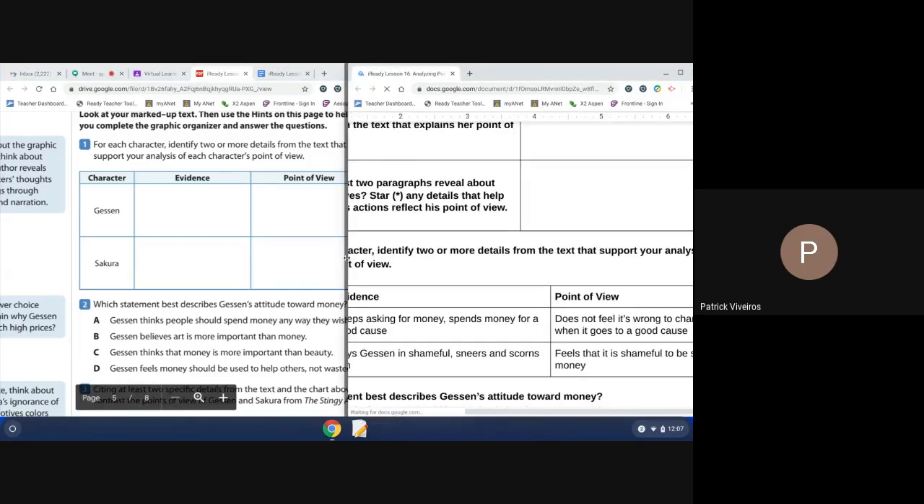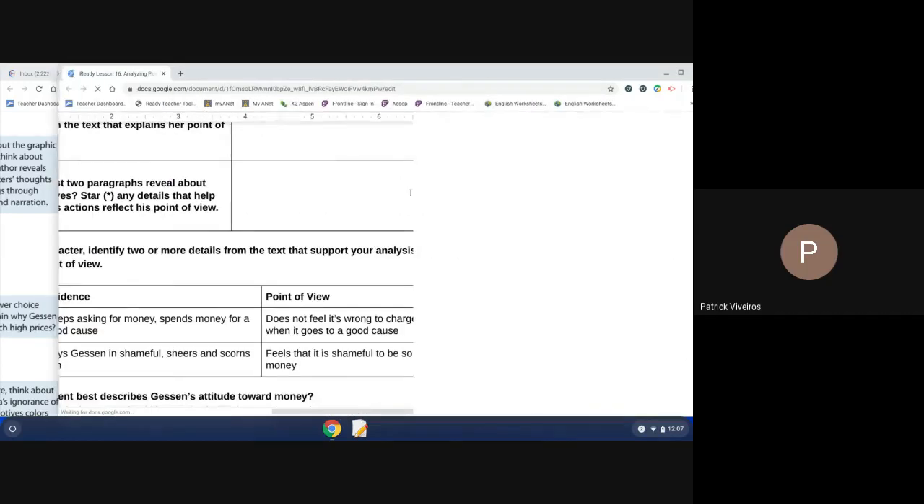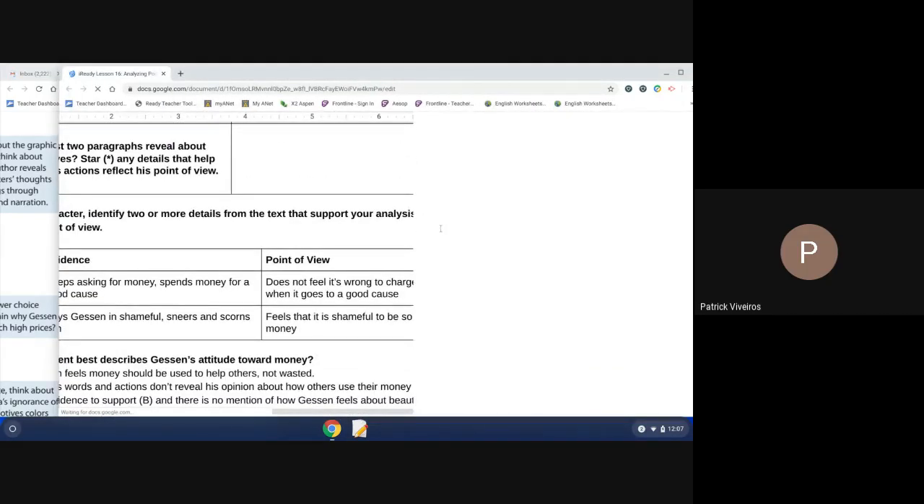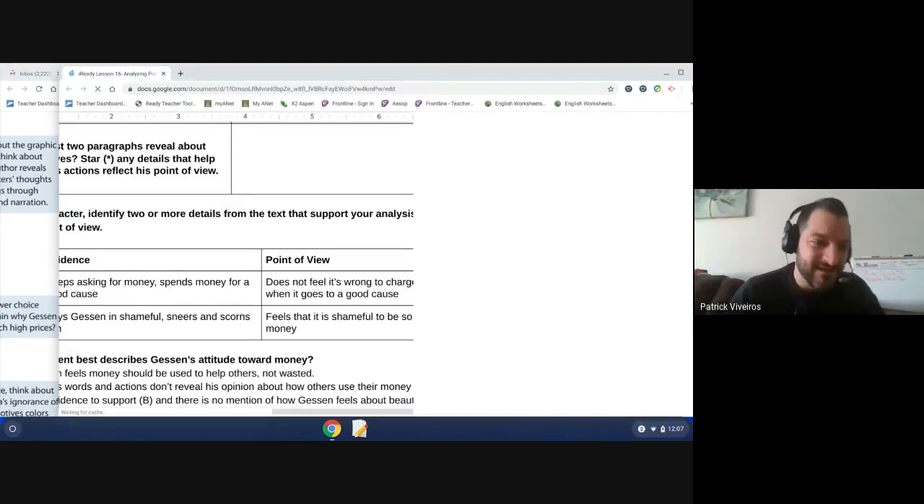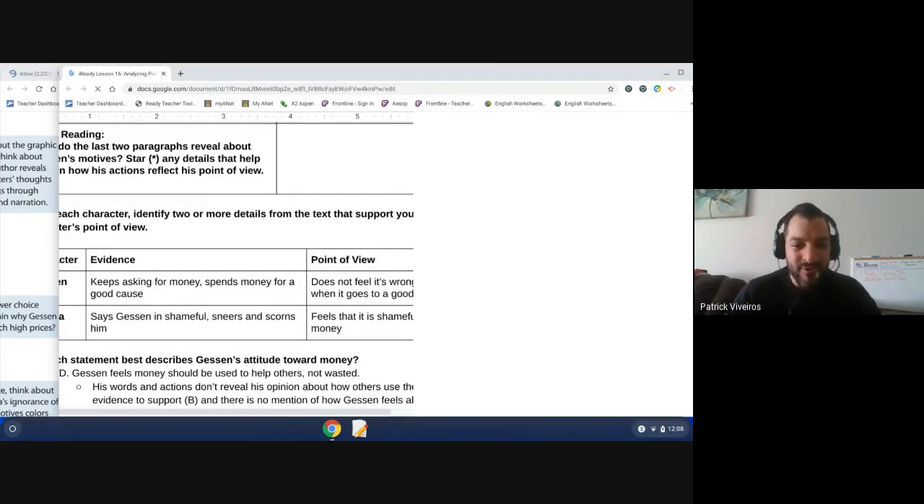I had already explained Gessen's point of view. His point of view is that he needs the money for his family. The evidence that we get from that is all located in paragraphs 8 and 7, which are the last 2 paragraphs of the text. Meanwhile, Sakura's point of view is that Gessen is greedy and stingy, and the evidence that would support that is that she doesn't seem to really understand why Gessen needs the money right away. She immediately sneers at him when he starts talking about money so early in their negotiation over this painting.